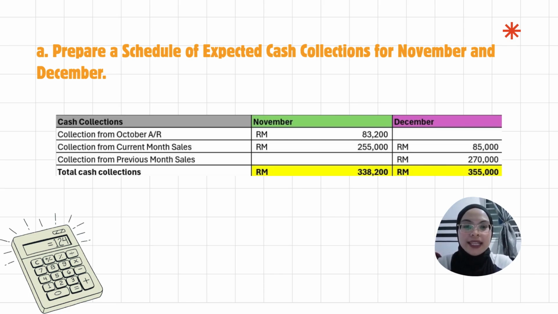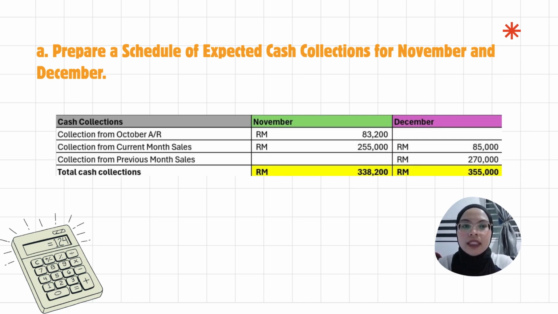In question 1A, we need to do the expected cash collection schedule. This slide shows the schedule of expected cash collection from November to December. Cash collection comes from previous accounts receivable and current month sales. For November, the total cash collection is 338,200, which consists of 83,200 from the October accounts receivable and 255,000 from the November sales.